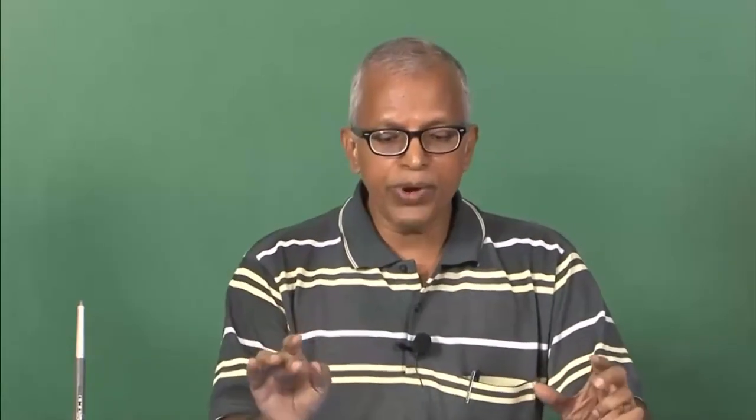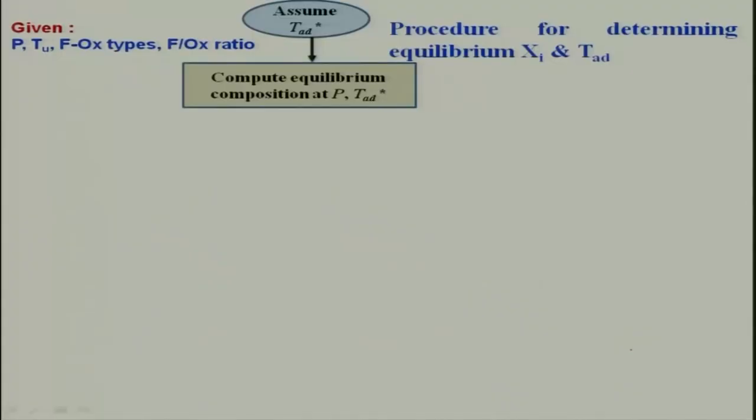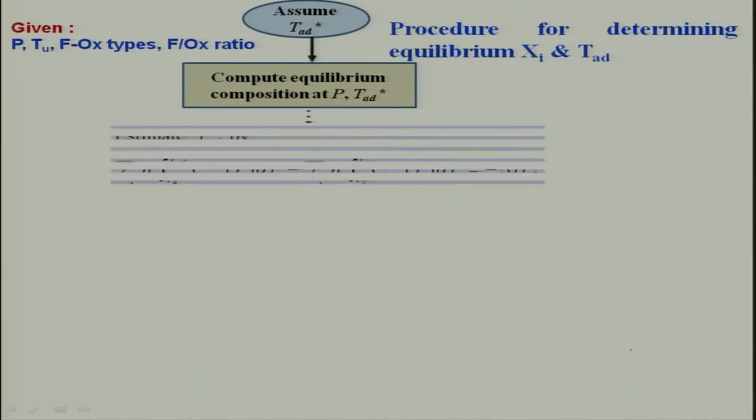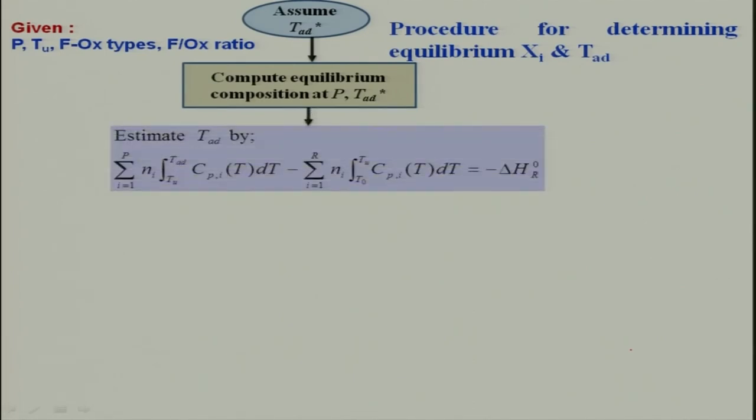Then compute the equilibrium composition at a particular pressure and adiabatic temperature, which we have already seen how we will have to do iteratively. Okay. That is also iterative. This is an iteration inside an iteration, you will have to do that now. Okay. So, then what will you do?